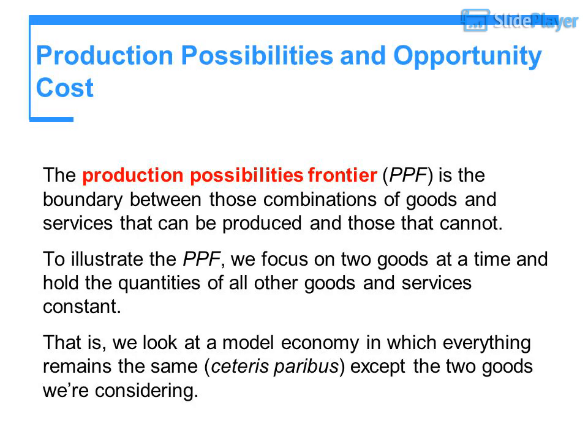Production possibilities and opportunity cost. The production possibilities frontier, PPF, is the boundary between those combinations of goods and services that can be produced and those that cannot. To illustrate the PPF, we focus on two goods at a time and hold the quantities of all other goods and services constant. That is, we look at a model economy in which everything remains the same, ceteris paribus, except the two goods we are considering. The PPF is the first economic model the students see.